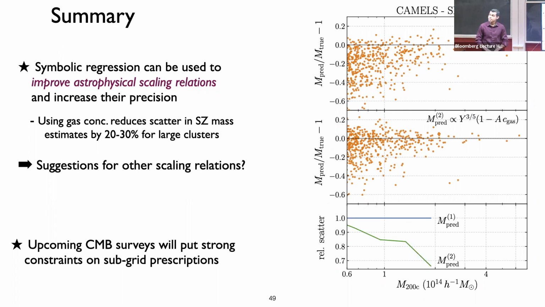But do you think it will be assumed that if it does replicate observations, then these subgrid models are the nature of reality? It is always an iterative process. I don't think there will be a particular model which will explain everything.